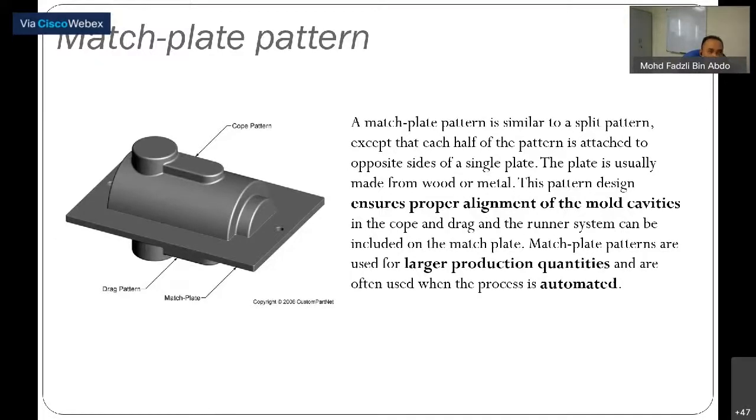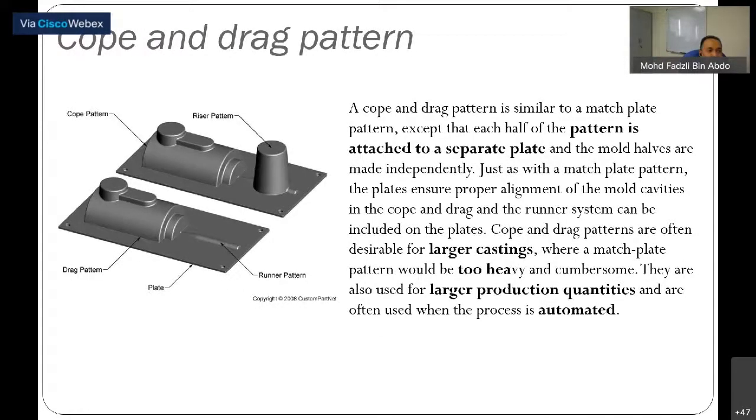Dia berbeza lah tadi. Kita ada solid, low quantities, and then very simple geometry. And then kita ada split, moderate quantities with certain or complex geometries. And then we have the match plate pattern, which means larger production quantities, and also the process is automated, which means automatic lah.